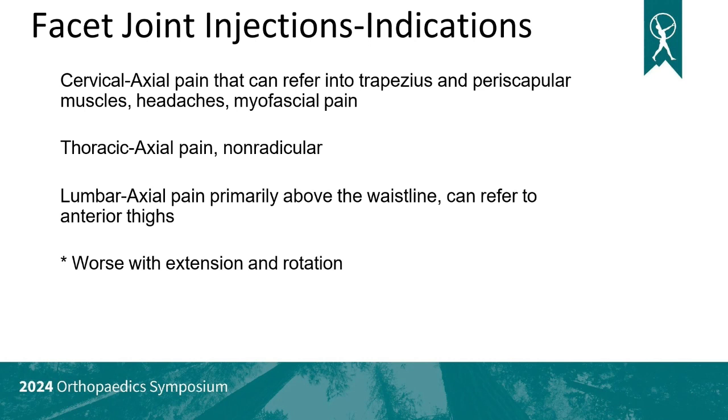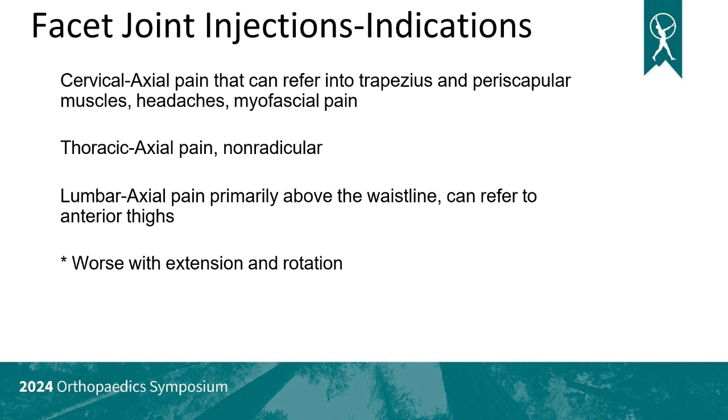Same thing with thoracic, again non-radicular, so it's not going to be radiating around to the front of the chest wall or anything like that where a thoracic radiculopathy would. It's typically purely axial. Lumbar, again, above the waistline, can refer occasionally to the anterior thighs.